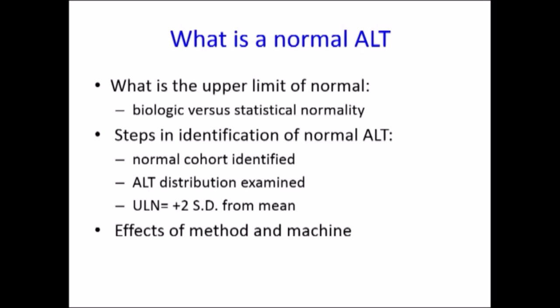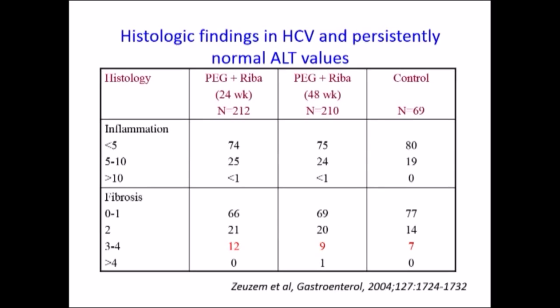And so historically, as I told you, people took self-identified normals. They looked at the distribution of ALT and looked at 2 standard deviations above the mean and set a line and said, if it's above this, it's abnormal. That's great for population statistics, but many of these people actually have liver disease.